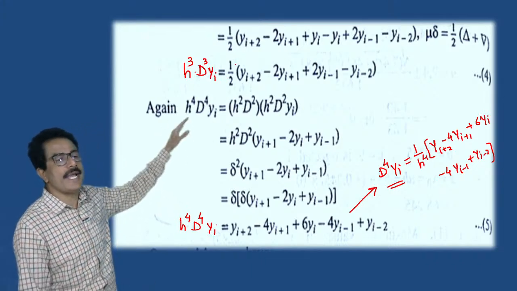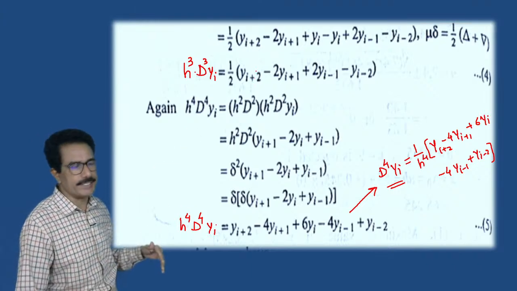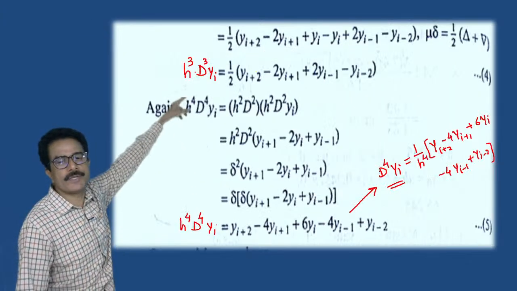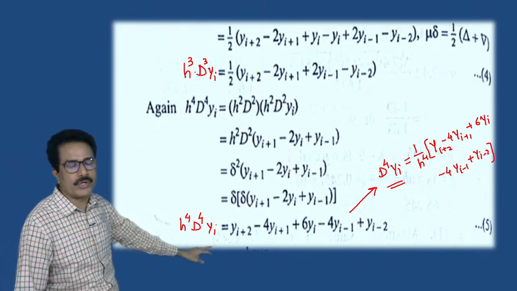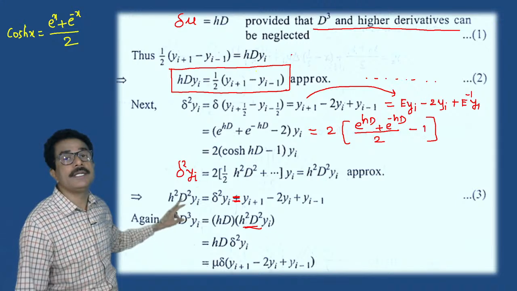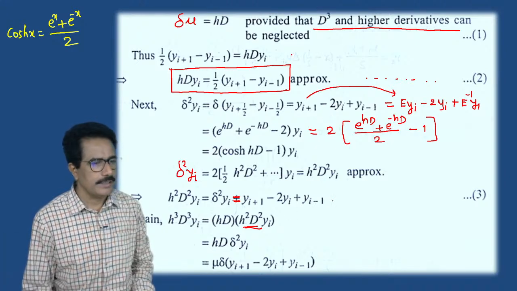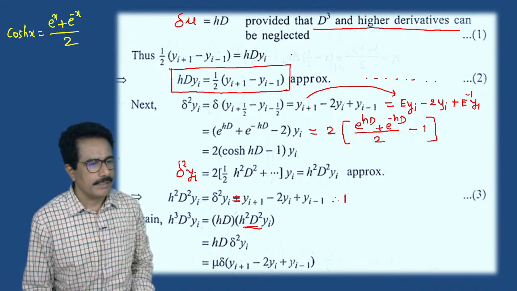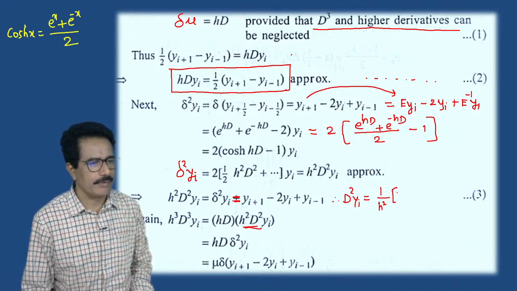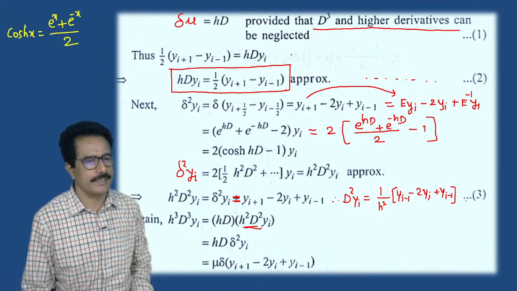So we can write D cube yi is equal to 1 upon 2h cube, yi plus 2. In this way we can write this. So the third order derivative will be 1 upon 2h cube in this way. From this we can write the third order derivative, and from this we can write the fourth order derivative. From this we can write the second order derivative. So delta square yi, the second order derivative of yi, is 1 upon 2. Therefore D2 yi means 1 upon h square, yi plus 1 minus 2yi plus yi minus 1. This is equation number 3.